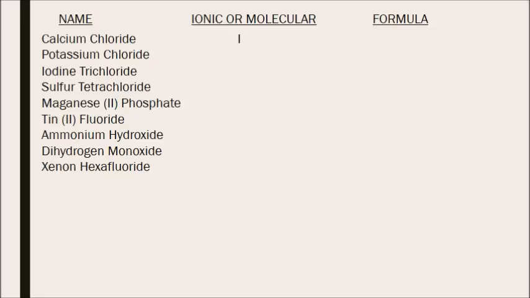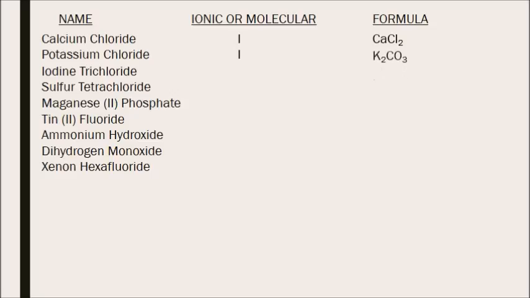Alright, potassium carbonate, that is a metal and a polyatomic ion, so that's an ionic compound. And you've got your charge on K is +1, and your charge on carbonate, CO3, is -2. So you're going to get K2CO3 for your formula.